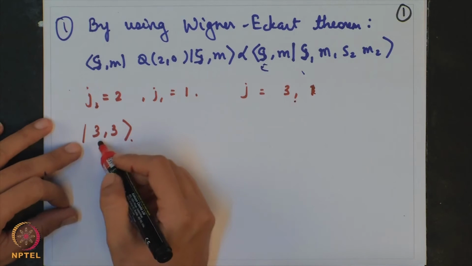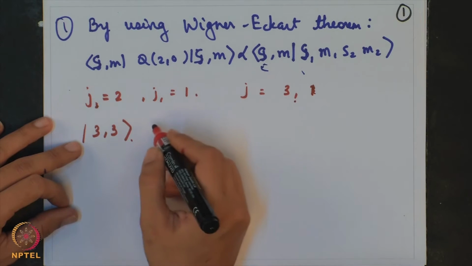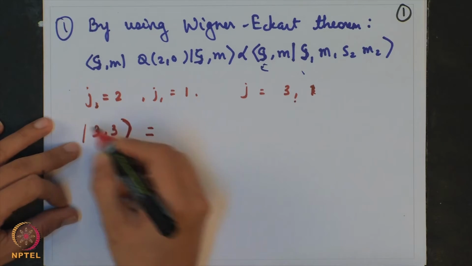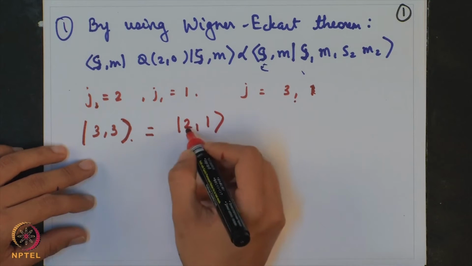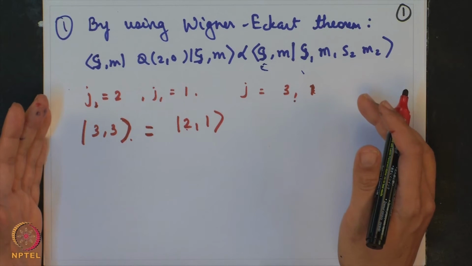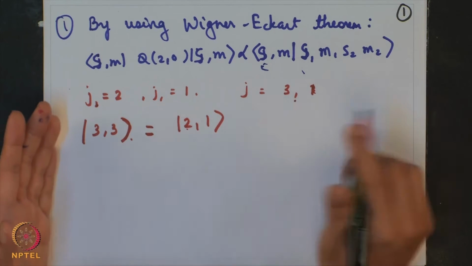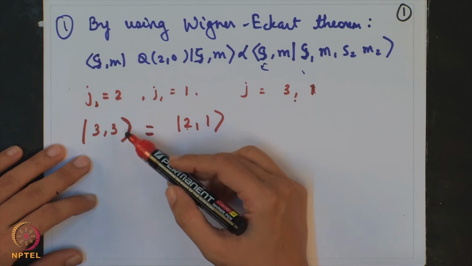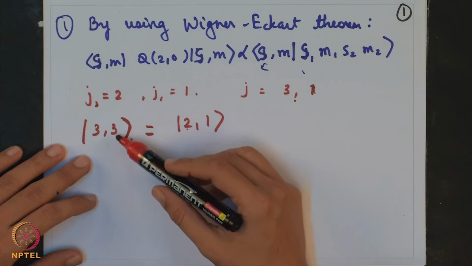When J is equal to 3 and M is equal to 3, that is capital J and capital M, this is the coupled state. This state will correspond to 2 comma 1, this is M1 M2. So, when you draw this n by n matrix, the topmost corner of the matrix, where you have the highest state, will correspond to M1 is equal to M2 is equal to M.